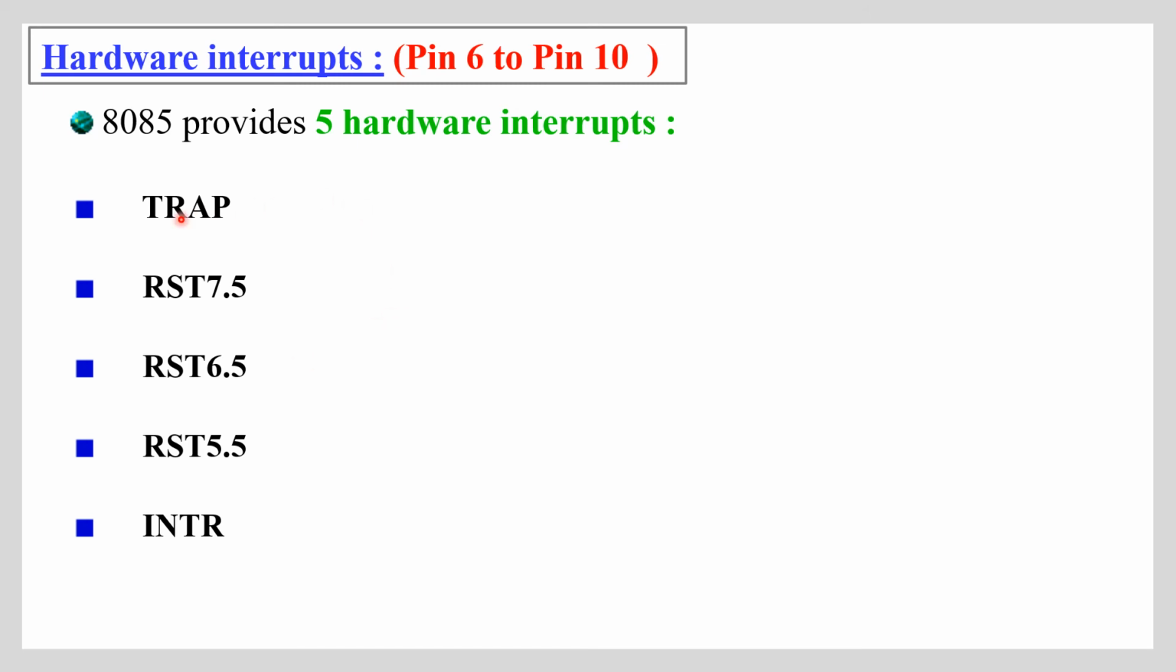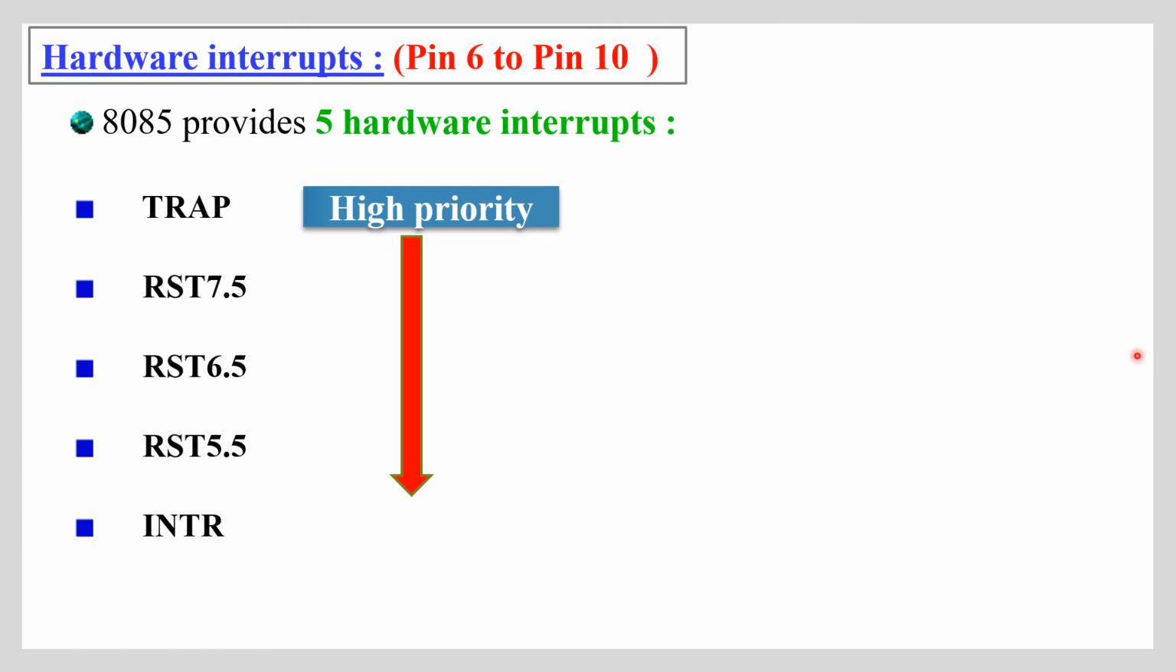So TRAP has the highest priority. If this and this interrupt come simultaneously on the microprocessor, then first it will attend TRAP. So it has the highest priority, then the priority decreases, and INTR has the lowest priority amongst the hardware interrupts. The hardware interrupts are listed in descending order of priorities. So it has highest, then second highest, third highest, fourth highest, and INTR has the lowest priority.